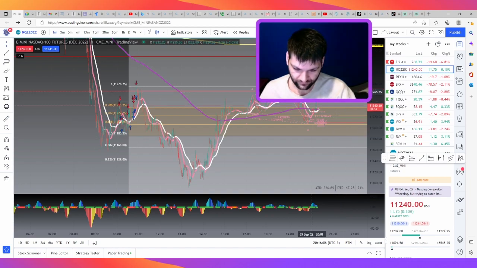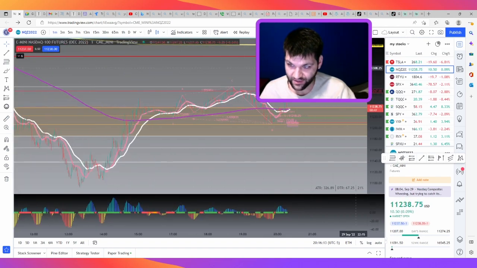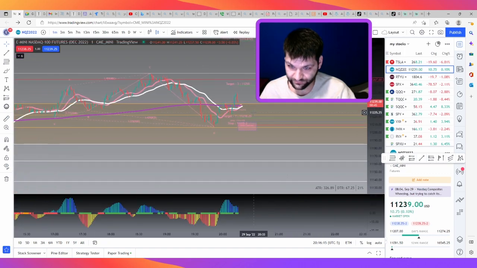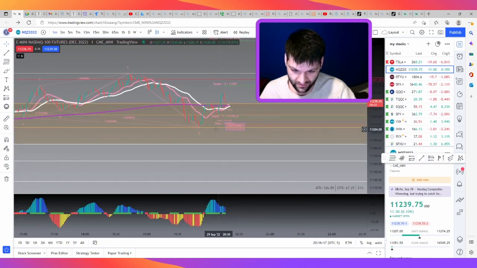So that's what I'm doing with this. As you can see, I actually missed this pattern that popped up here, but it did go to the first target, it went to the second target, and it's trying to hit that third target now. So that's what happened there.